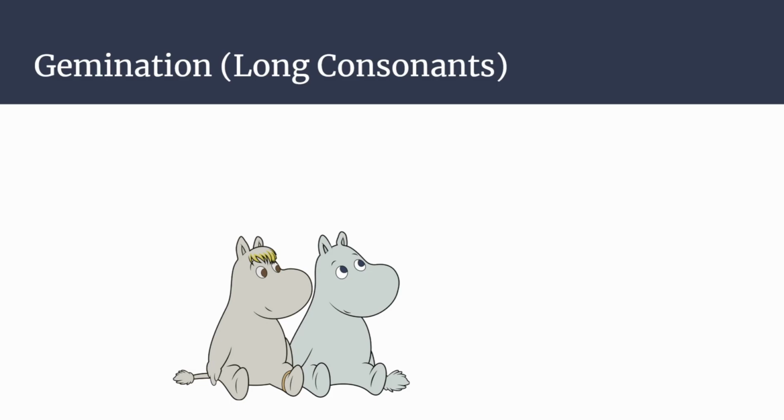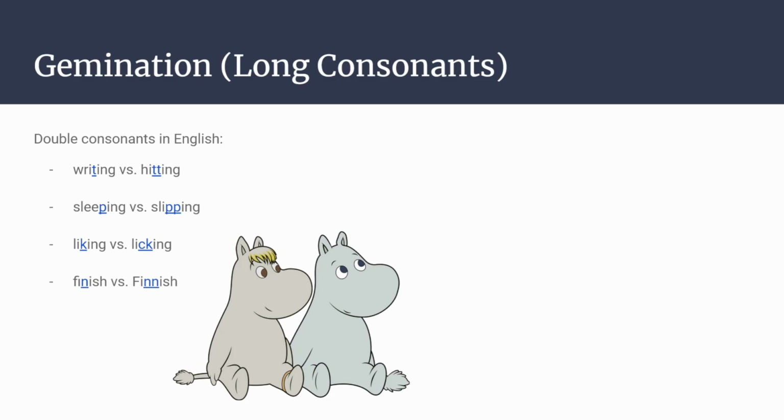Moving on, I also want to talk about gemination. So this is basically long consonants, extending the length of a consonant or how long you hold it. So in English, when we write a word with a double consonant, it never changes the pronunciation of the consonant itself. It might influence nearby vowels or something like that, but it never influences the consonant itself. So if we look at some examples here, writing versus hitting, the single T and the double T are pronounced the exact same. Sleeping and slipping, the single P and the double P have the exact same length. Liking and licking, same thing. And then finish and finish, right?